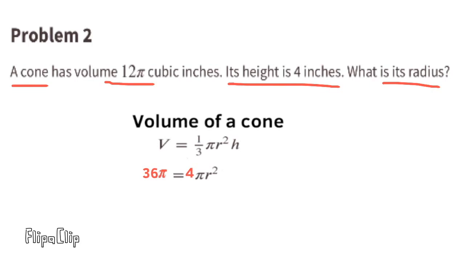Next, we can divide both sides by 4 pi. 36 pi divided by 4 pi is 9. And 4 pi r squared divided by 4 pi equals 1 r squared, or 9 equals r squared. Since 3 squared equals 9, r must equal 3. The radius of this cone is 3 inches.